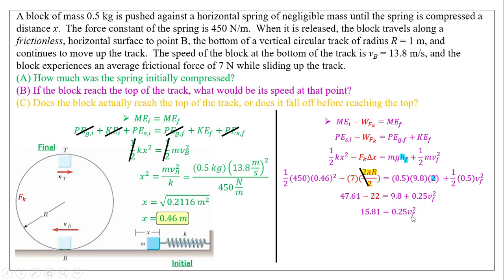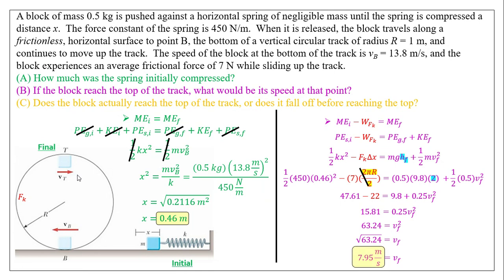To get VF squared by itself, the next step is to divide both sides by 0.25. So if you put in 15.81 divided by 0.25, you'll get 63.24. But this is VF squared, so to get VF by itself, we square root both sides. The square root of 63.24 will give you about 7.95 meters per second. So that's the speed at the very top. That's the answer to part B.